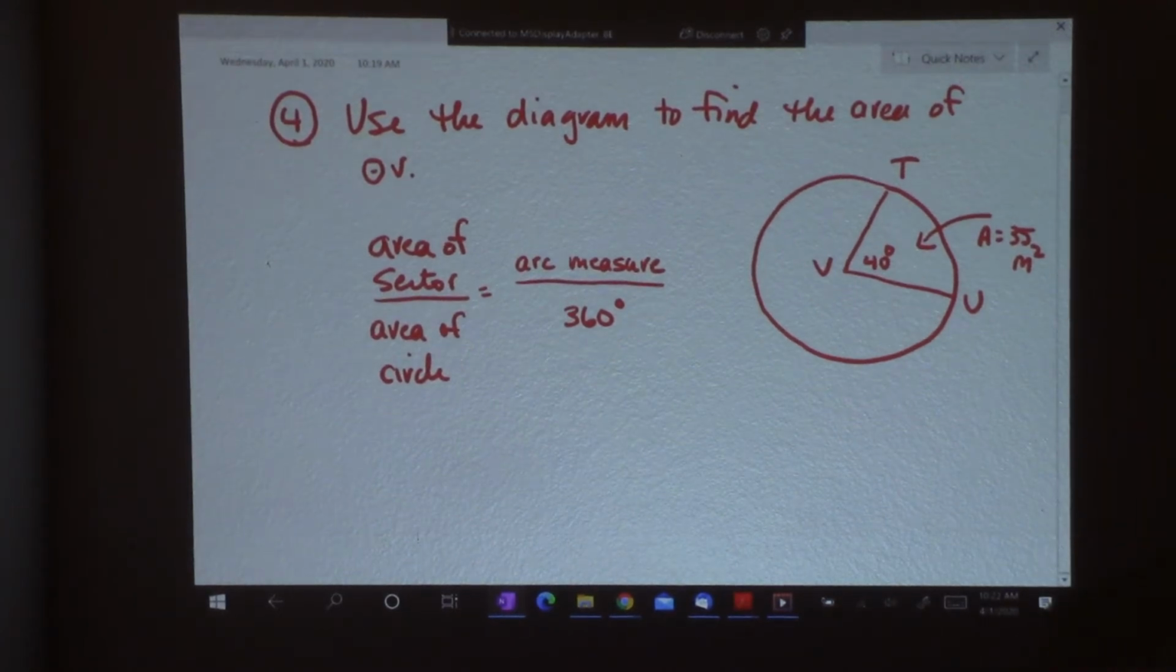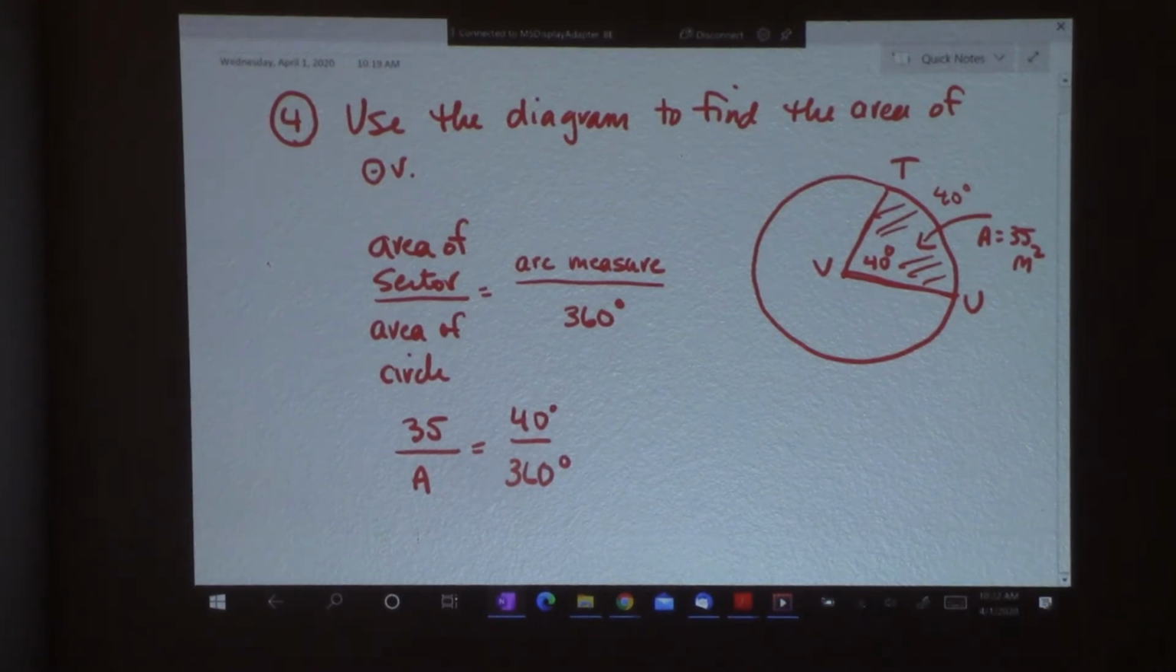So here we're going to find the area of the circle this time. I'm still going to use the same formula. And this time I know the area of the sector is 35. That was this part right here. And the area of the circle I don't know, so I'm just going to put an A. And I know the arc measure: if the central angle is 40, then the arc measure out here is 40. So this is 40 over 360.